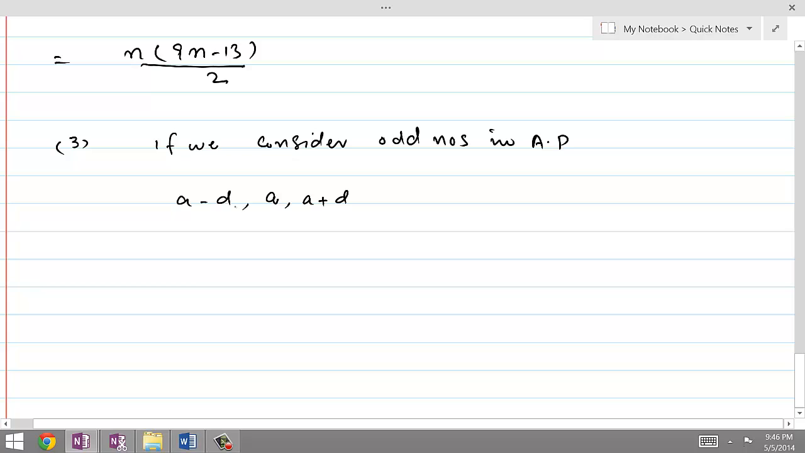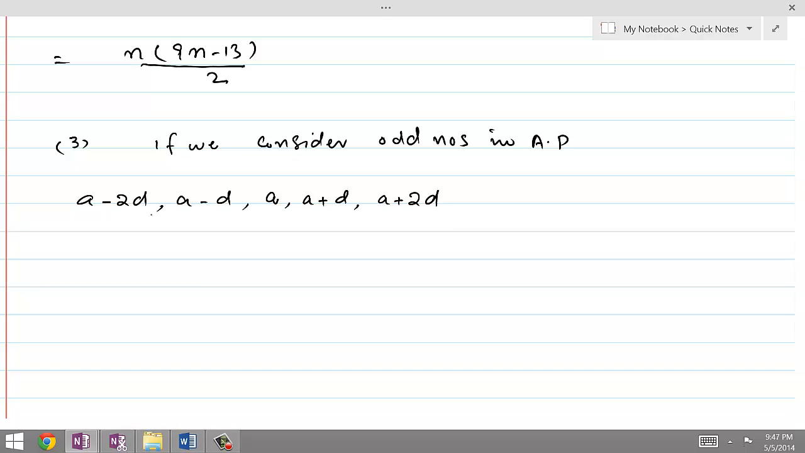And here you can see that these 3 numbers are in AP and common difference is D. So A minus D, if you add D to this, the next will be A. If you add D to this, this will become A plus D. Whenever we are going to consider odd numbers, the middle number will be A, and then you can add D and subtract D. And if you want 5 numbers, you can add one more D. This will become A plus 2D, and here it will become A minus 2D. You can see that the common difference is D in this case.